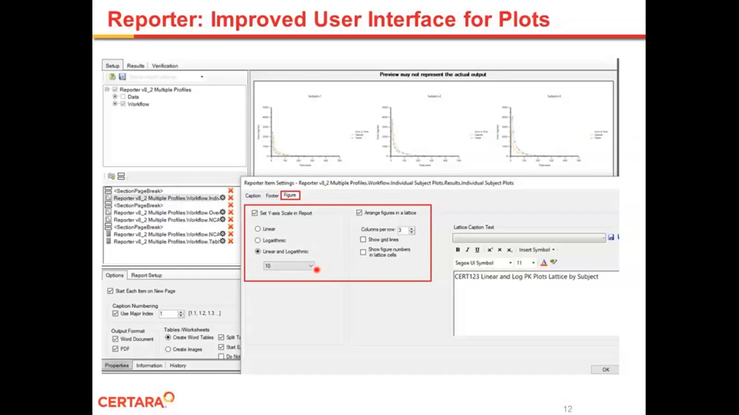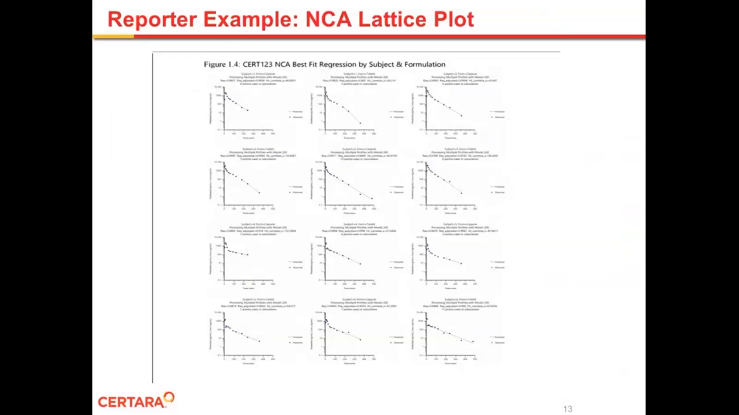There are also some nice latticing features in which you can arrange the plots in a lattice format by checking this box and then specifying the number of columns per row. There are optional grid lines that can be overlaid on the plot, as well as figure numbers within the lattice cells. So this is an example plot in Reporter showing the terminal phase regression from a non-compartmental analysis for multiple subjects and formulations. And we see here this is a 3-column by 4-row lattice.